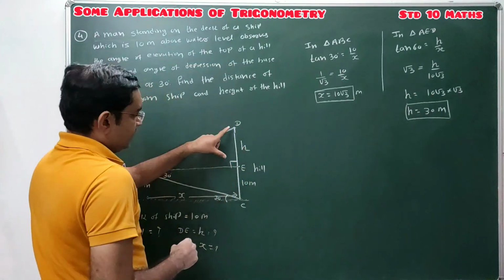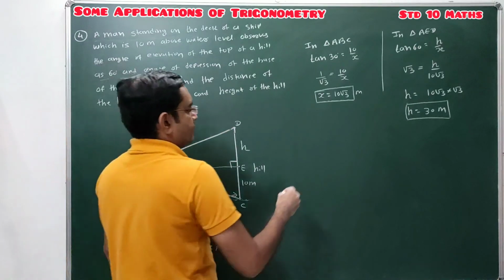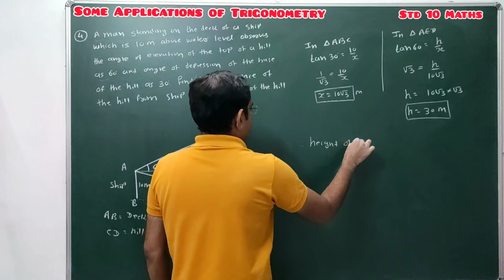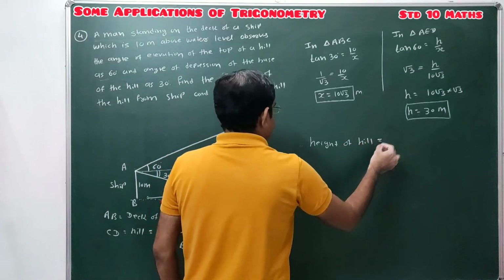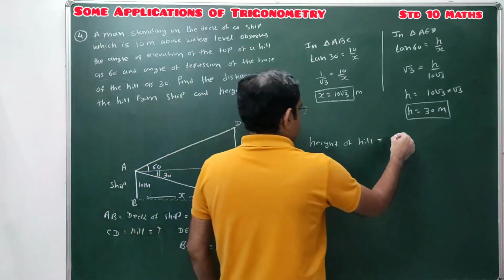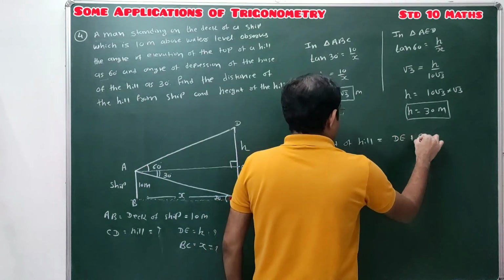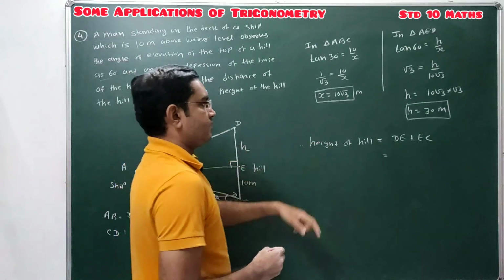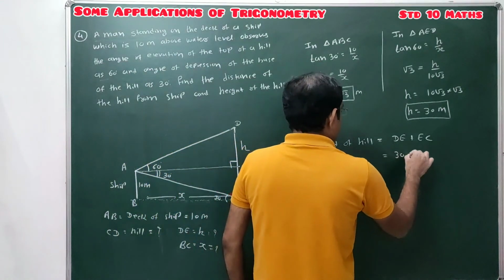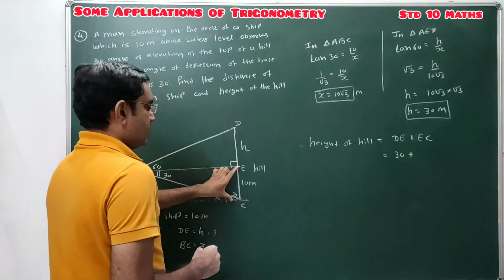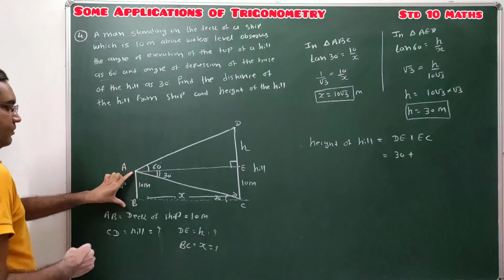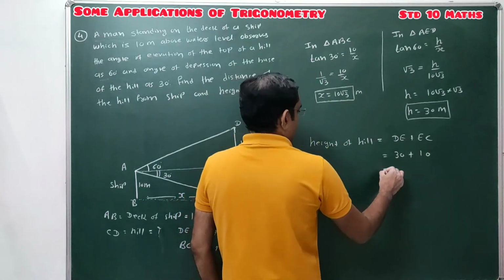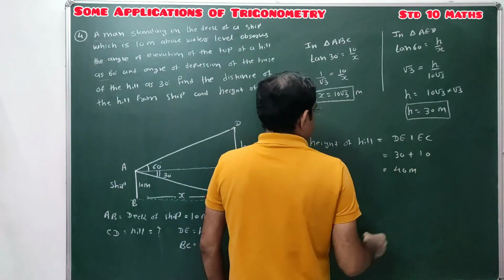So what is the height? Height is DC. Therefore our answer, the height of the hill, is DE plus EC. DE is h, and our h is 30 meters, plus EC. EC is equal to the height of the deck of the ship, which is 10 meters. So the height of the hill is 40 meters, which is the answer.